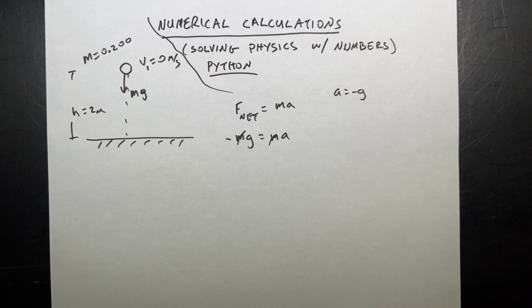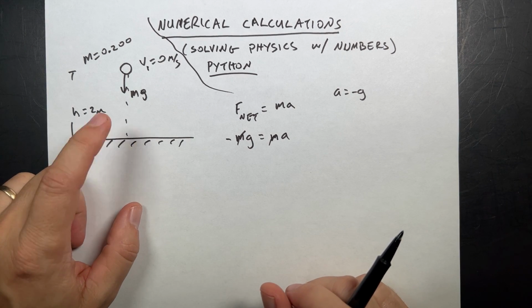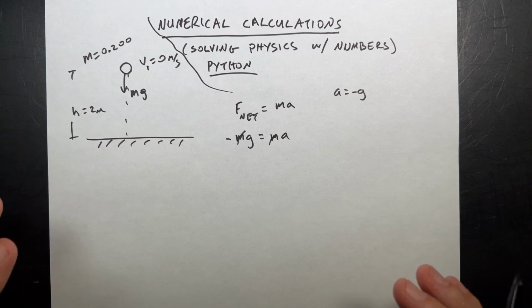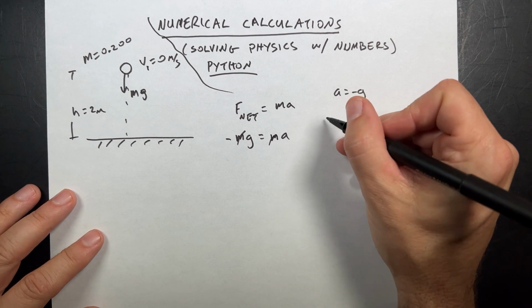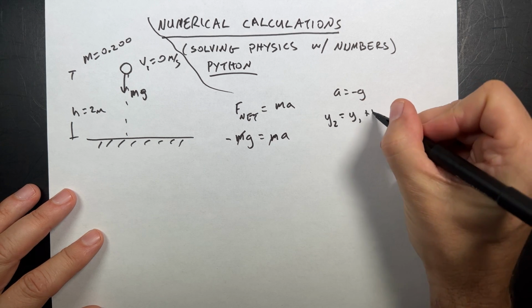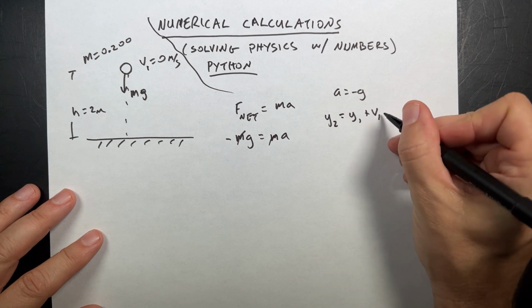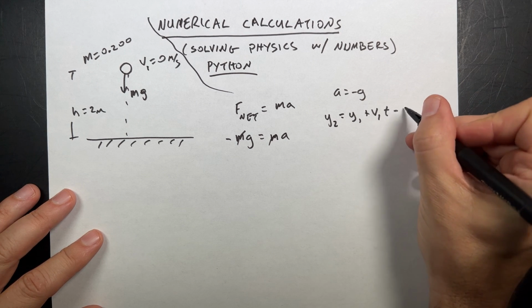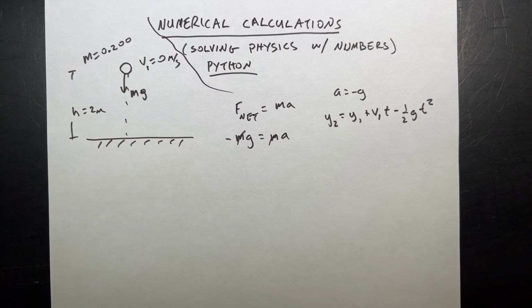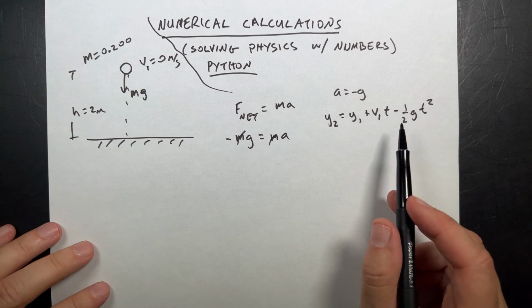And if I have an object with a constant acceleration, I can find out how long it takes to hit the ground, or whatever I want, using the kinematic equation, which I'm not going to derive. Hopefully you've seen this before. y2, the final y, is the initial y plus the initial y velocity, which I'm just going to call v1, times t, minus 1/2 g t squared. So let's say we want to find out how long it takes to get to the bottom. I'd solve this for t.